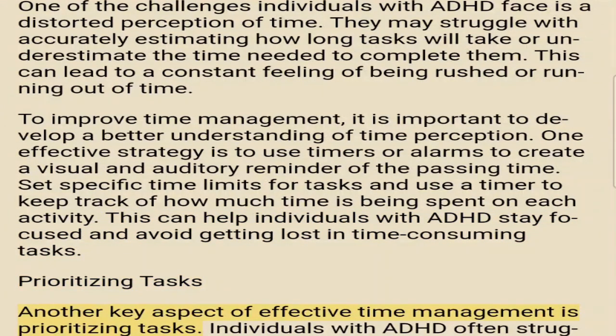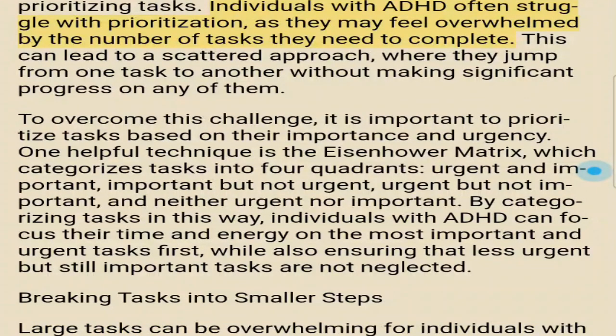Prioritizing tasks. Another key aspect of effective time management is prioritizing tasks. Individuals with ADHD often struggle with prioritization, as they may feel overwhelmed by the number of tasks they need to complete. This can lead to a scattered approach, where they jump from one task to another without making significant progress on any of them. To overcome this challenge, it is important to prioritize tasks based on their importance and urgency.